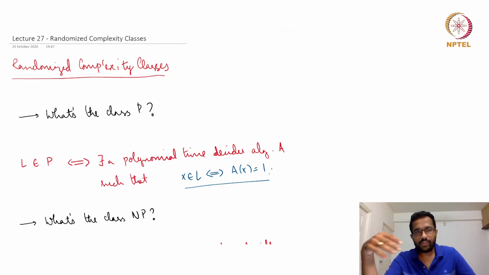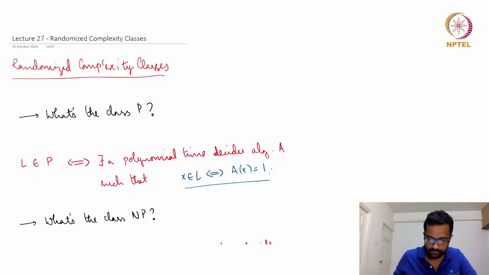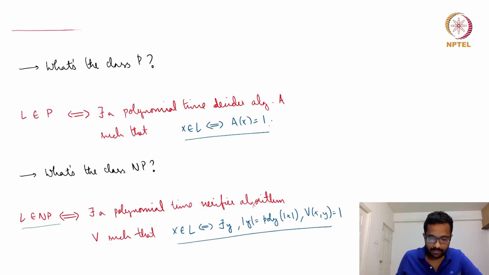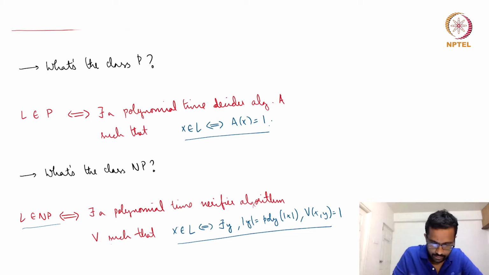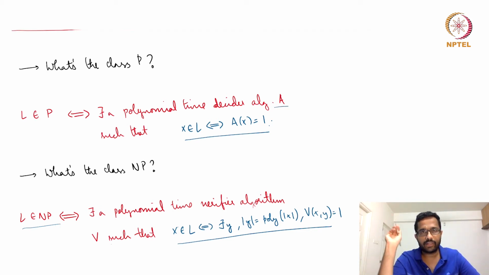So before getting into randomized complexity classes, let us try to see what is the class P. A language L is in P if there is a polynomial time decider for that language, meaning whenever X is in the language, the decider accepts. Whenever X is not in the language, the decider rejects X. Here I have used the notation A for the decider, and the decider is a deterministic polynomial time decider.